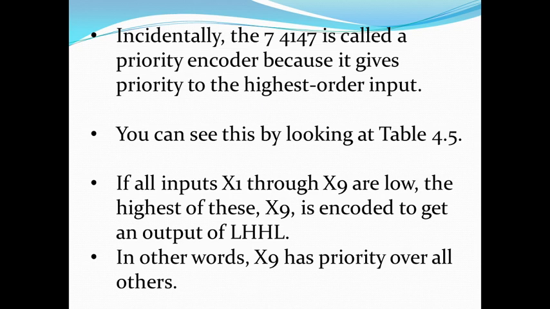The output will be given priority to the highest order input. Which is the highest order input? X9 is the highest order input. So it gives priority to X9 over all others. Because of that, the output is going to be L, H, H, L. So only X9 is going to be encoded. In other words, X9 has priority over all others.